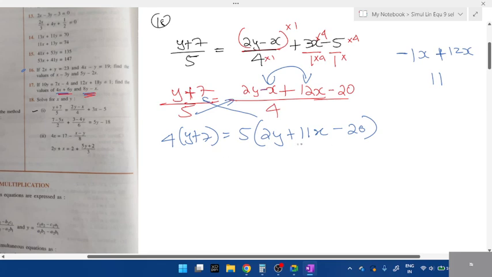Is this clear? If you multiply, 5 2s are 10y plus 55x. 5 should get multiplied to all three. Can you see the step? Now arrange, solve this, complete. Tell me the next line after solving.